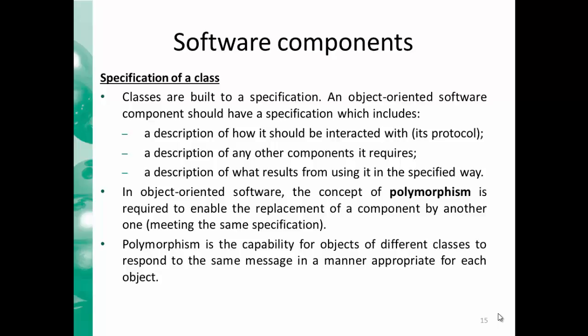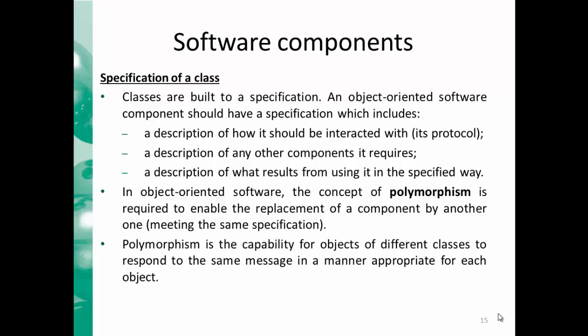So far we discussed very important concepts in software engineering, and particularly in object-oriented software technology and engineering. We discussed encapsulation and information hiding. A related and third concept is polymorphism. Polymorphism is the capability for objects of different classes to respond to the same message in a manner appropriate for each object. And I'm sure you have covered that in previous Java courses.